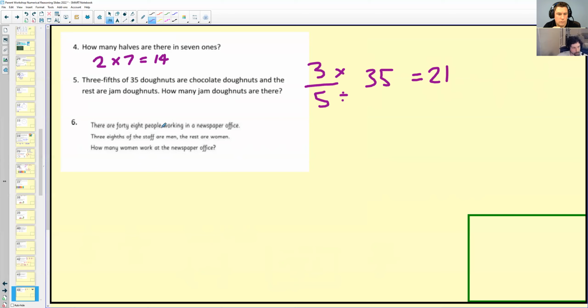And 48 people in the newspaper, 3/8 of the men, the rest are women. How many women? That's a kind of classic question where they'll give you 3/8, but what they actually want you to work out is the other fraction. So do I know there are 5/8 women? And actually going there first, saying, all right, well, it wants me to do 5/8, so let's do 5/8 of 48. And again, same method. Times by the top, divide by the bottom.